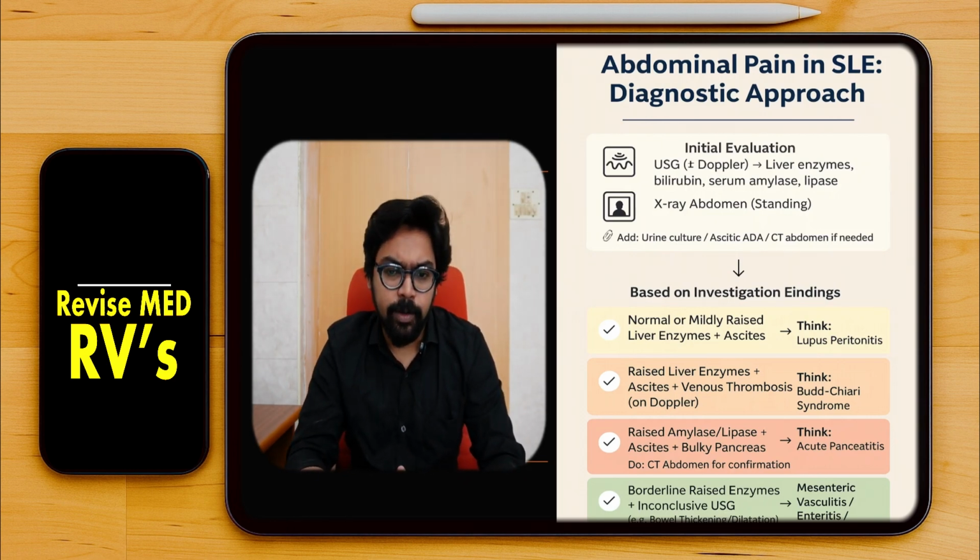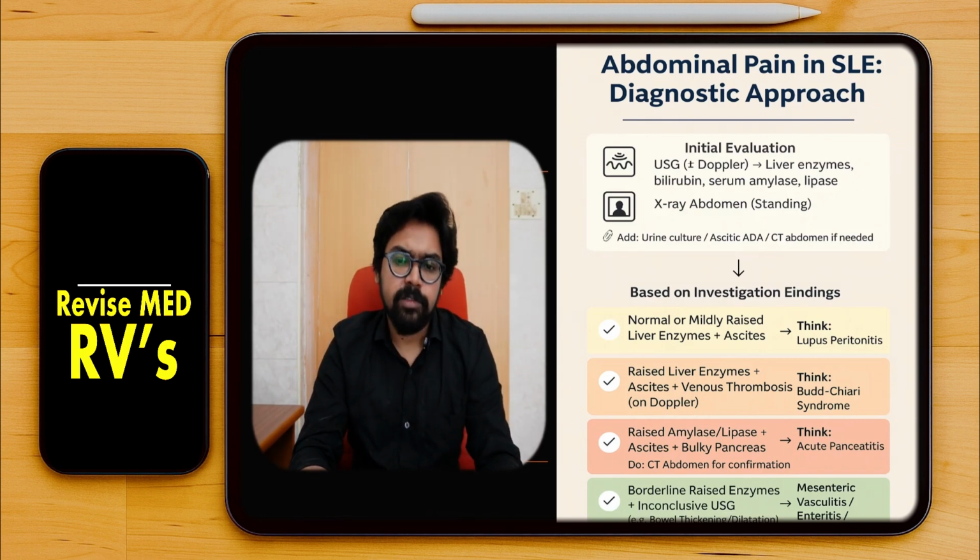If you are getting a raised liver enzyme along with ascites, along with venous thrombosis on Doppler, think about Budd-Chiari syndrome. If you are getting a raised amylase and lipase along with ascites with a bulky pancreas on USG, think about acute pancreatitis, which can be SLE associated or drug induced. Do a CT to confirm pancreatitis.